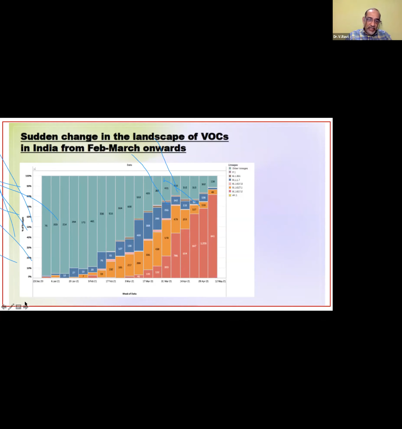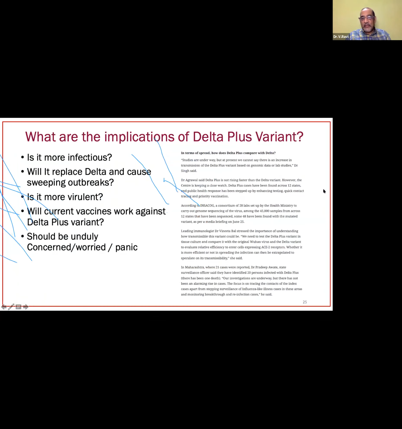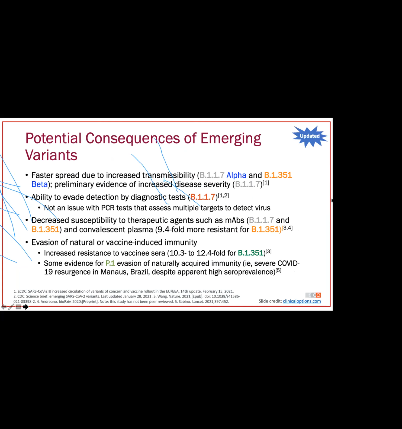That died out, and then came the Delta variant. Now almost 90% to 95% of sequences being reported are the Delta variant. Then we had, of course, Delta plus variant, which is not more infectious and it has not replaced Delta. We certainly don't have any evidence to say it is more virulent, and we already have information that current vaccines work against the Delta plus variant. So, in my opinion, it is a misnomer; it should be called Delta minus.